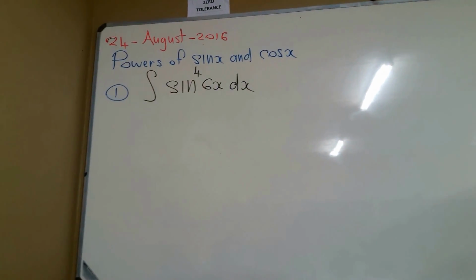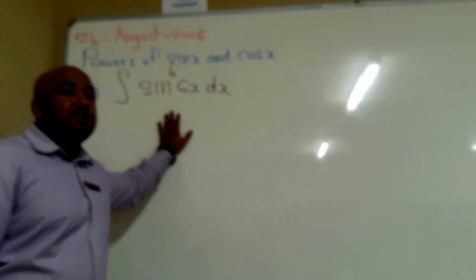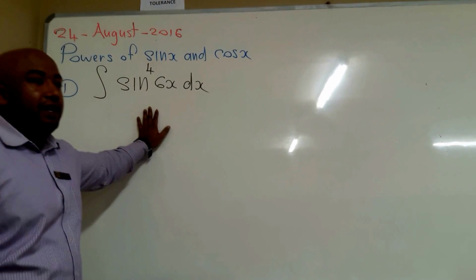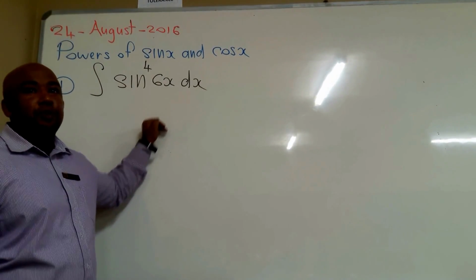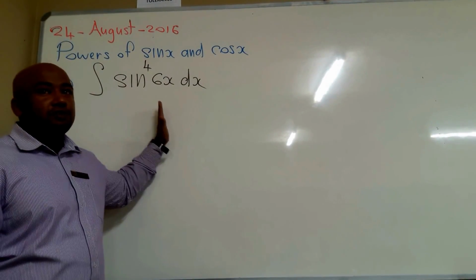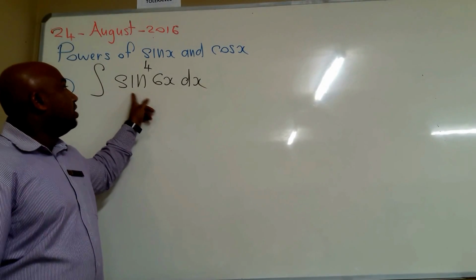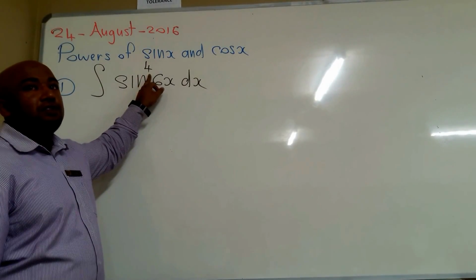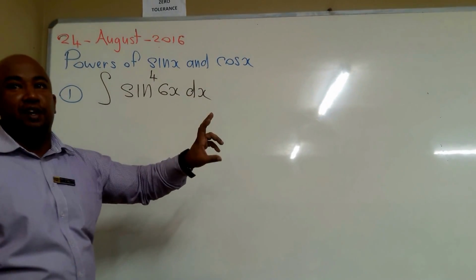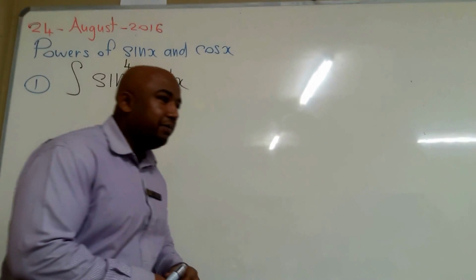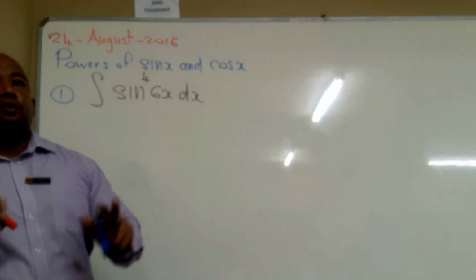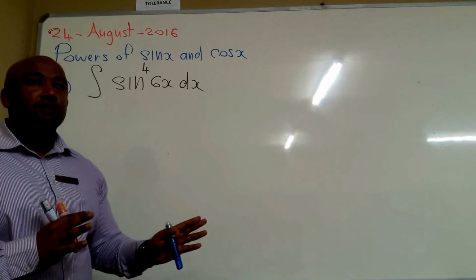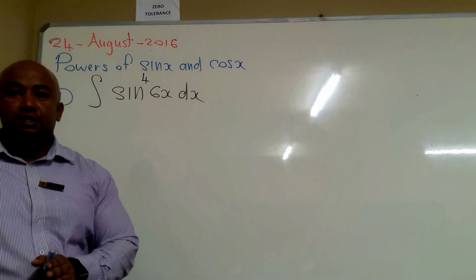Powers of sine and cos. In N5 we did sine, sine squared, sine cubed, cos, cos squared, cos cubed. So we now need to deal with the power 4 and 5. What you need to remember are the rules for even powers and the rule for odd powers.